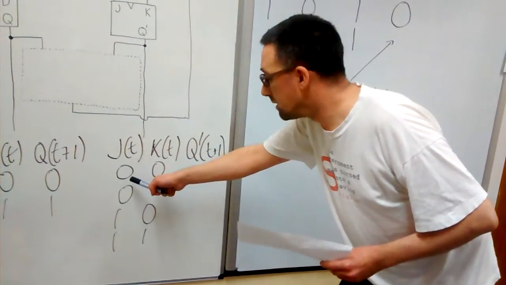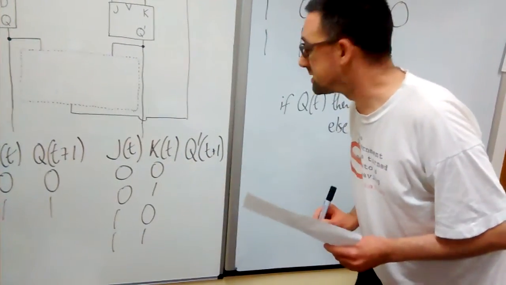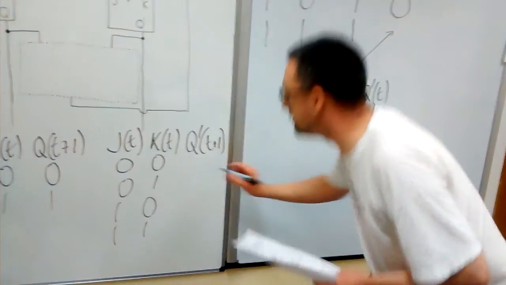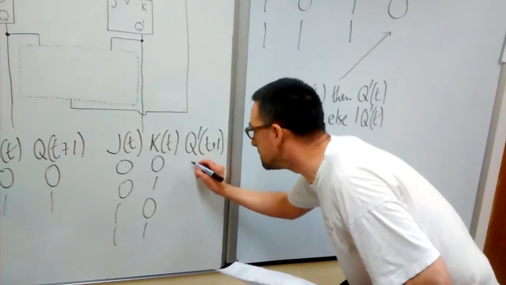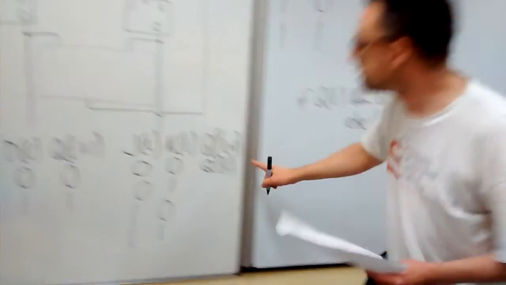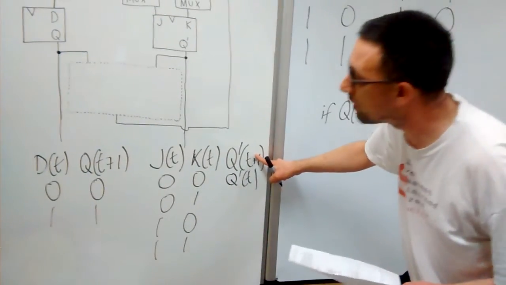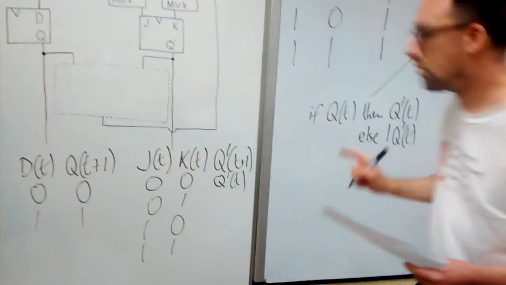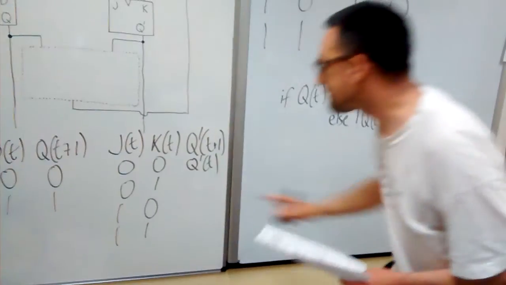If we send in 0 on both input signals, the flip-flop should stay the same. And that means that Q prime of t plus 1 should be Q prime of t. If you leave the prime out, you're saying that Q prime of t plus 1 should become what the D flip-flop is storing. The name difference does matter.